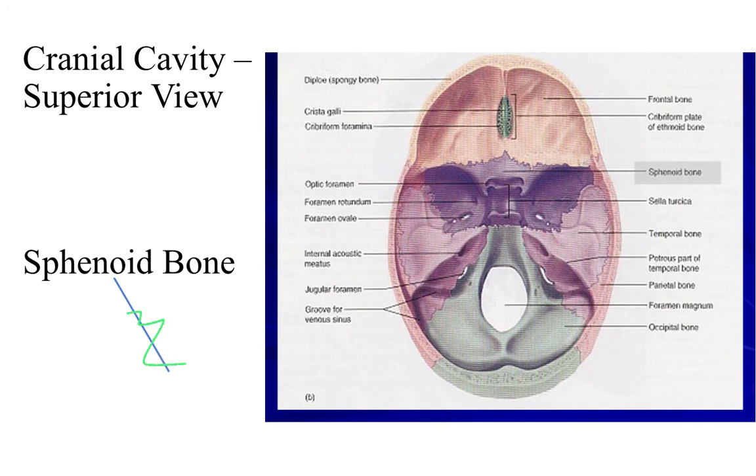All right, again, from a superior view inside the skull, we have the sphenoid bone. I don't know what this line here is. It's not pointing to anything. But the sphenoid bone is this whole area in purple right here. So this entire bone that you see right here. And sphenoid actually means wedge. So think of it as the bone that's wedged in the middle of all the other bones of the skull.